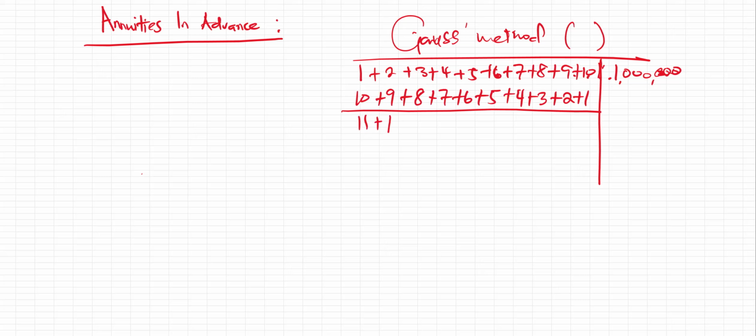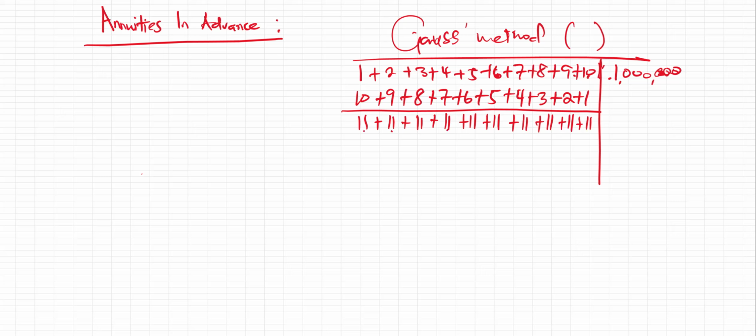2 plus 9 is what? 11. 3 plus 8 is 11. 7 plus 4 is 11. 6 plus 5 is 11. 5 plus 6 is 11. 4 plus 7 is 11. 3 plus 8 is 11. 2 plus 9 is 11. And 1 plus 10 is still what? 11. So it means that I have 11 how many times?